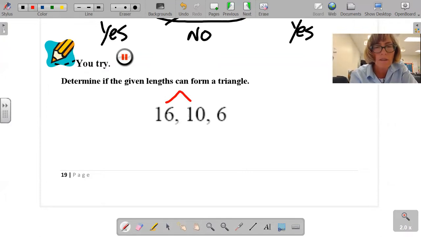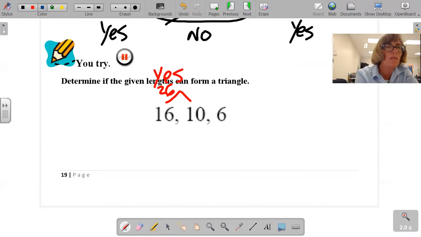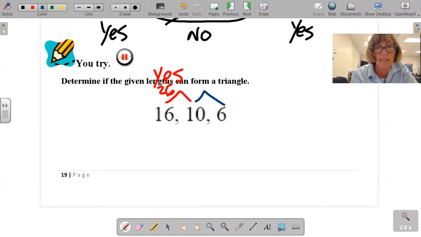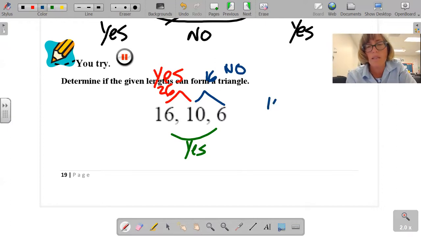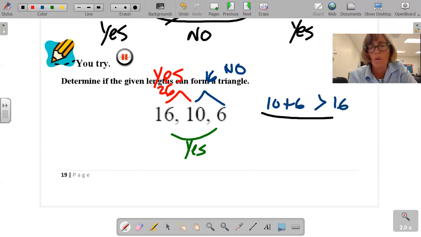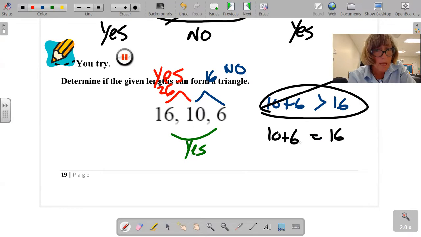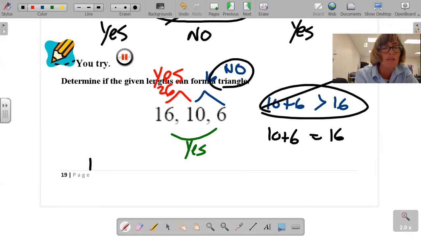16 and 10, that's 26. Bigger than 6, that would be a yes. 10 and 16, 10 plus 6 is 16. Whoops, that would be a no because it's not greater than, it's equal to. 16 plus 6, of course, 22, bigger than 10, that would be a yes. So this second eyebrow, 10 plus 6 greater than 16, this was a no because 10 plus 6 equals 16. So once you get one no, it's not a triangle.